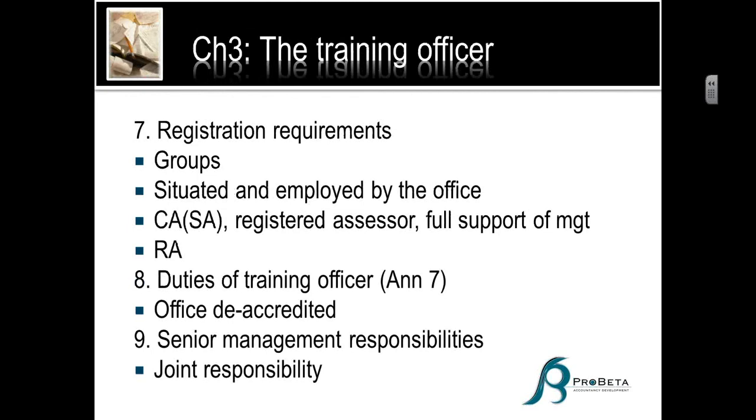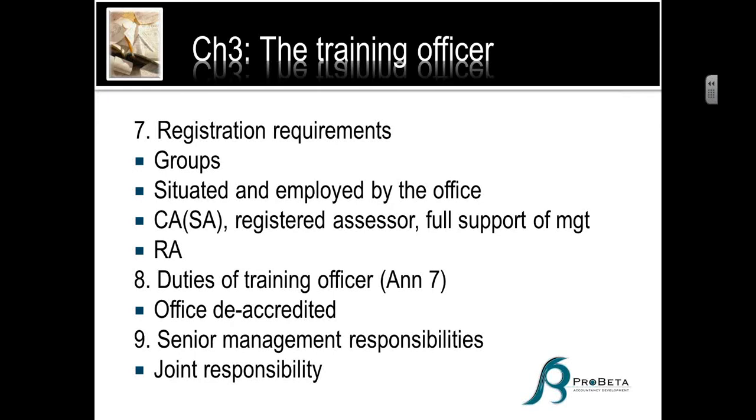Chapter 3 covers the training officer. Number 7, the registration requirements. Also not substantially changed, except that they brought in the concept of the group training officer. And as far as I know, there is only one group training officer at this stage. The training officer themselves have to be situated and permanently employed by the office.